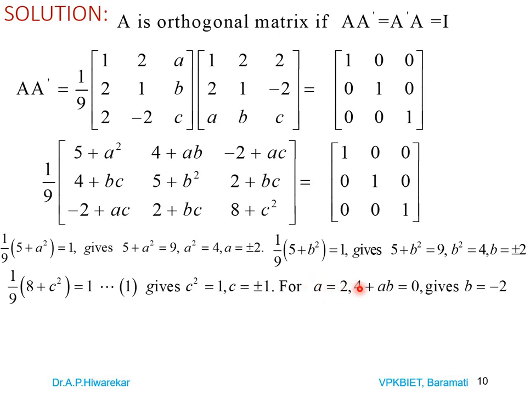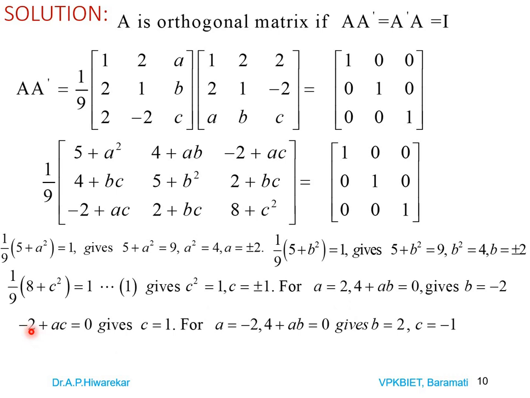Then we have a is 2. If you substitute a as 2, 4 + ab is 0. That gives b is -2. And similarly, when we substitute, -2 + ac is 0, that gives c as 1. So for a is -2, 4 + ab is 0, that gives b is 2 and c is -1. So we get a pair of values. I mean to say a is 2, b is -2, c is 1. Or a is -2, b is 2 and c is -1.